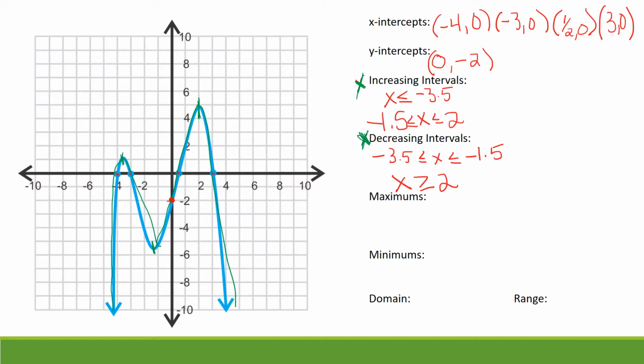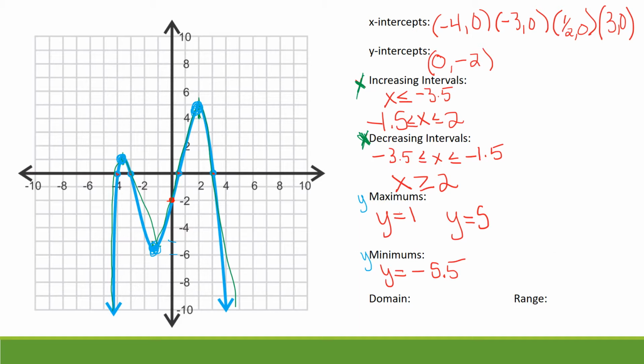Okay, now when we talk about maximums and minimums, remember though, we're using y. We're using the y value of our max and min. So we have two maximums and one minimum. Our first maximum is here, and our second maximum is here. Those y values are y is equal to 1, and y is equal to 5. And then our minimum is down here. And that y value is y is equal to -5.5. It's between the y value of -5 and -6.